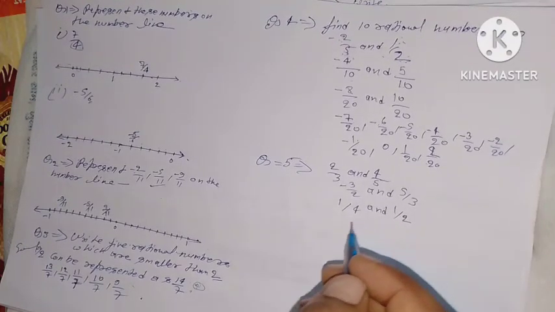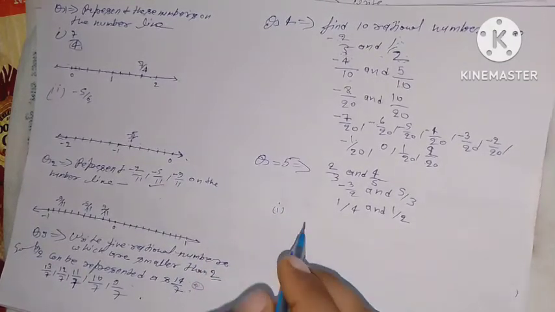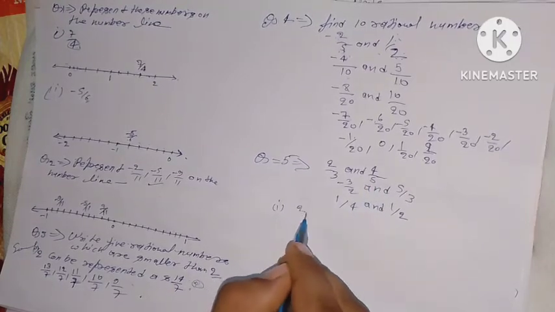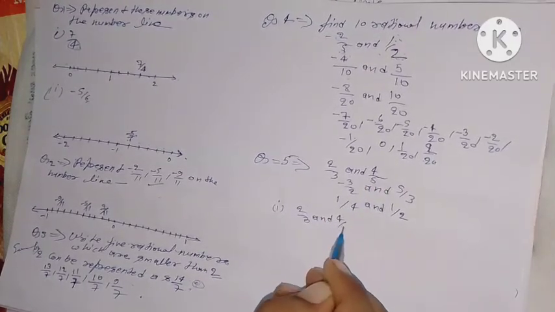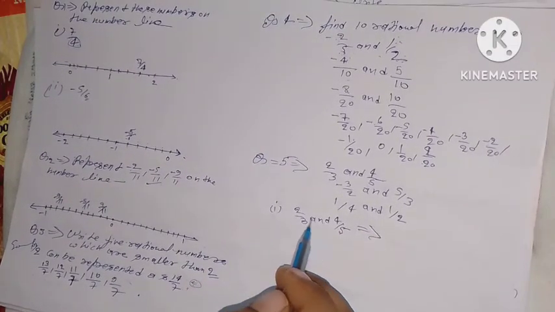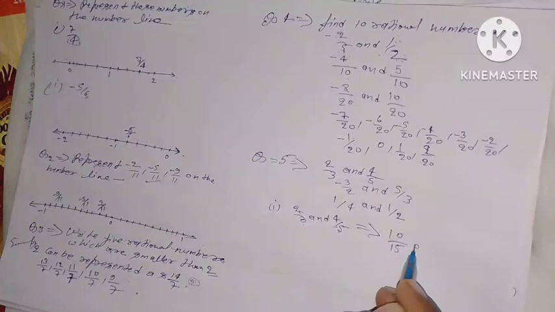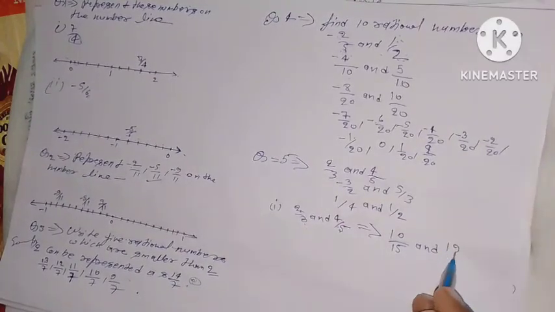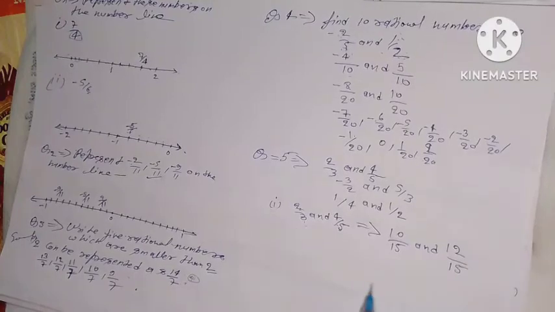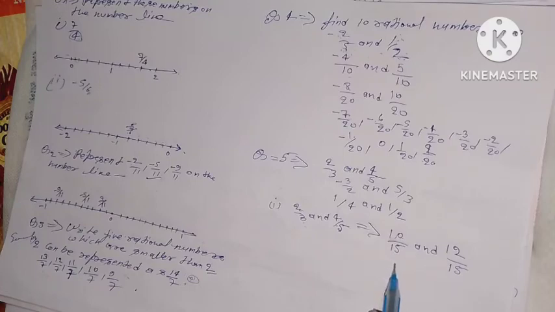Then the first question is 2 upon 3 and 4 upon 5. Initially we will multiply 5 to 2 and 3. Then 5 times 2 is 10 upon 5 times 3 is 15, and 3 times 4 is 12 and 3 times 5 is 15. But there are no 5 rational numbers present between 10 and 12.